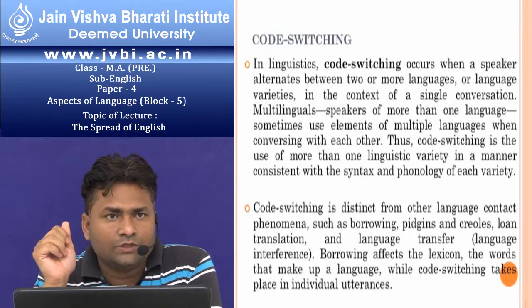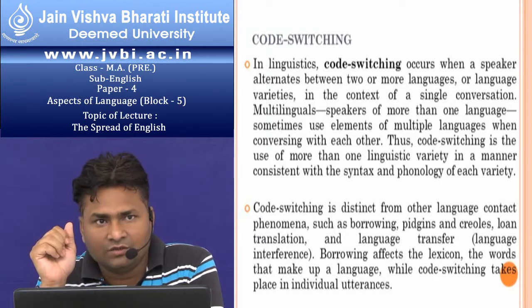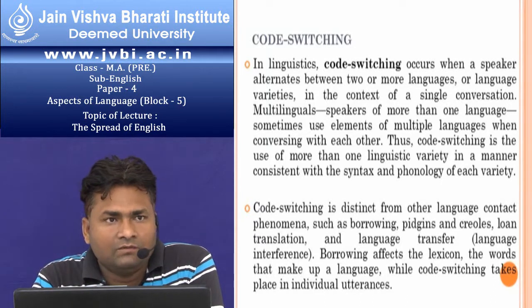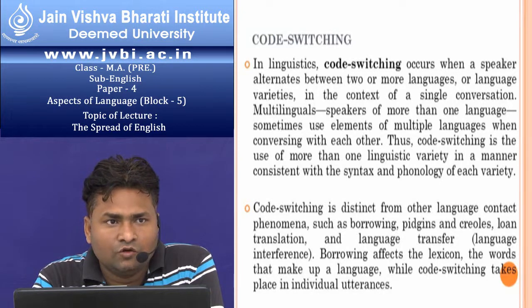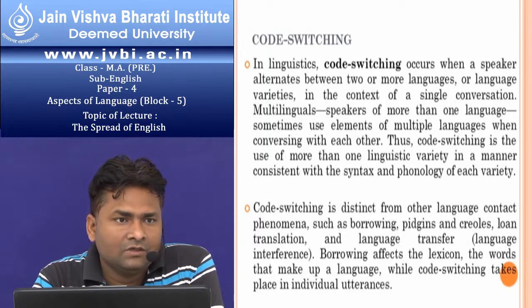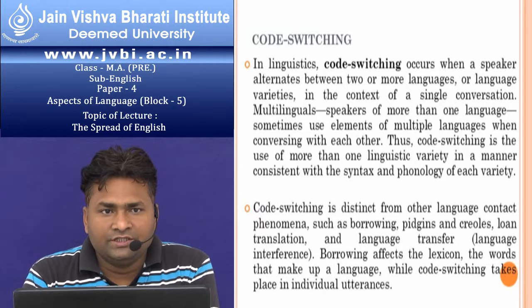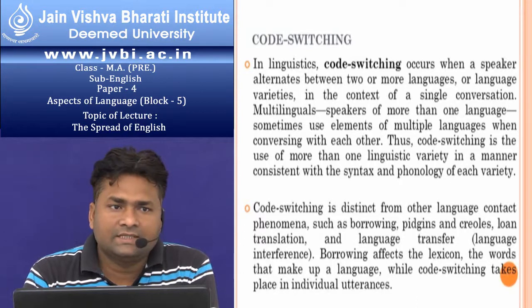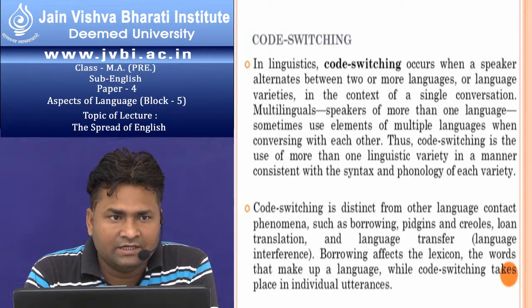In linguistics, code switching occurs when a speaker alternates between two or more languages or language varieties in the context of a single conversation. Multilingual speakers of more than one language sometimes use elements of multiple languages when conversing with each other. Thus, code switching is the use of more than one linguistic variety in a manner consistent with the syntax and phonology of each variety. Code switching is distinct from other language contact phenomena, such as borrowing, pidgins and creoles, loan translation, language transfer, and language interference. Borrowing affects the lexicon, the words that make up a language, while code switching takes place in individual utterances.